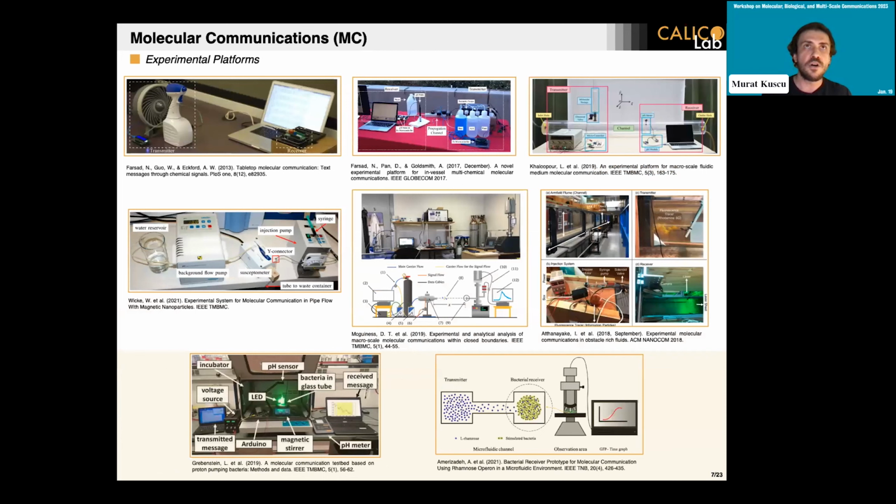The journey of building testbeds actually started about 10 years ago with this tabletop molecular communication testbed developed by Professor Andrew Eckford's group.